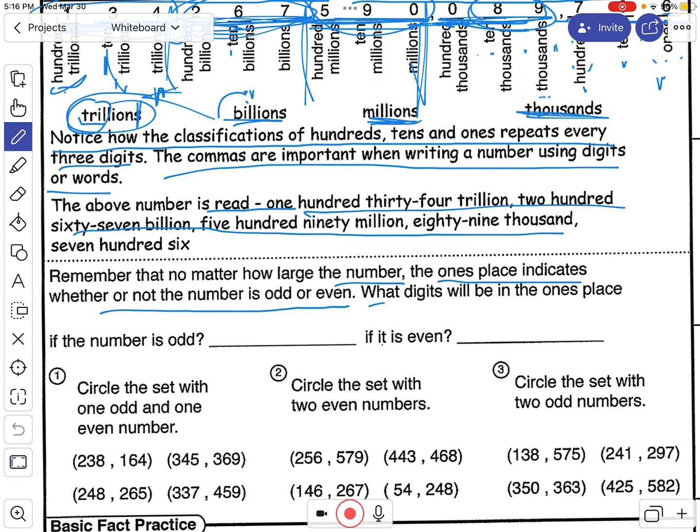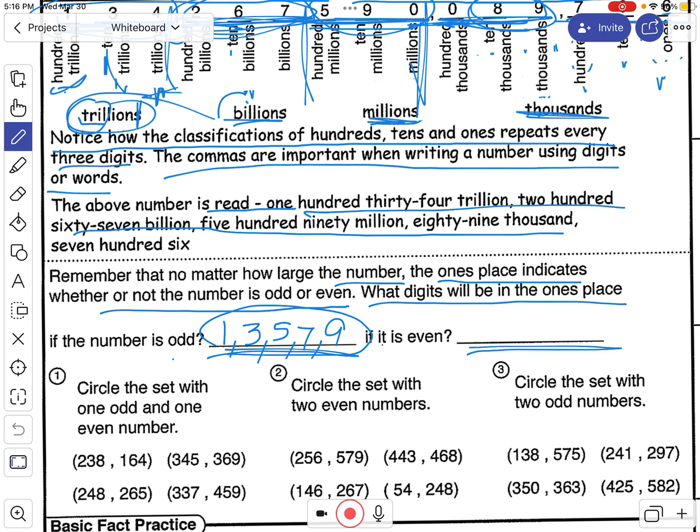Remember that no matter how large the number, the ones place indicates whether or not the number is odd or even. What digits will be in the ones place? So if the number is odd, what numbers would there be in the ones place? Pause the video and write down the 5 digits that would be in the ones place if the number was odd. Pause the video and see if you can remember those. All right, you should have written with commas 1, 3, 5, 7, 9. If there's a 1, 3, 5, 7, or 9 in the ones place, it's an odd number.